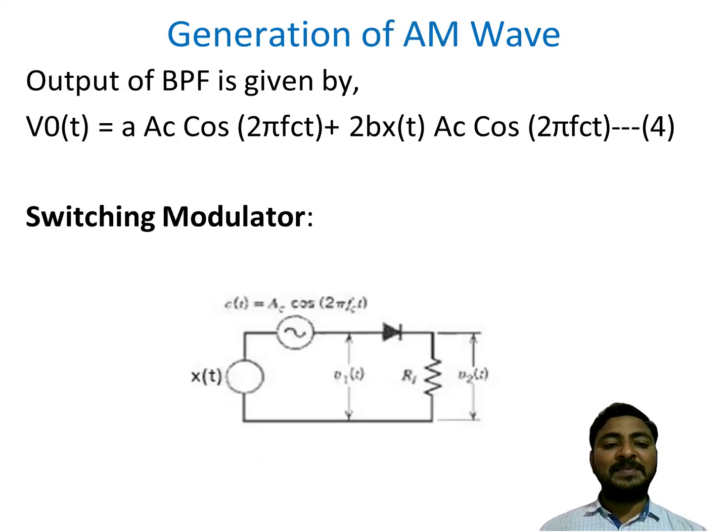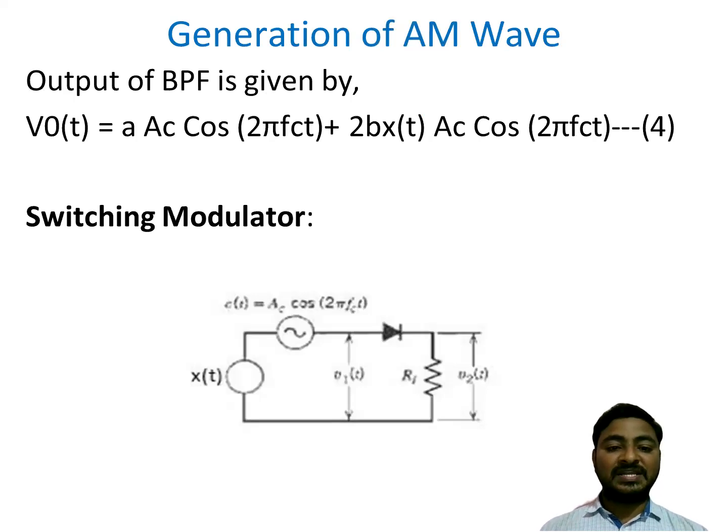The output of the band pass filter, V0 of t, is equal to A into AC cos 2 pi FCT plus 2B X of t into AC cos 2 pi FCT. This signal is nothing but an amplitude modulated wave. Next, generation of the amplitude modulated wave by using the switching modulator.